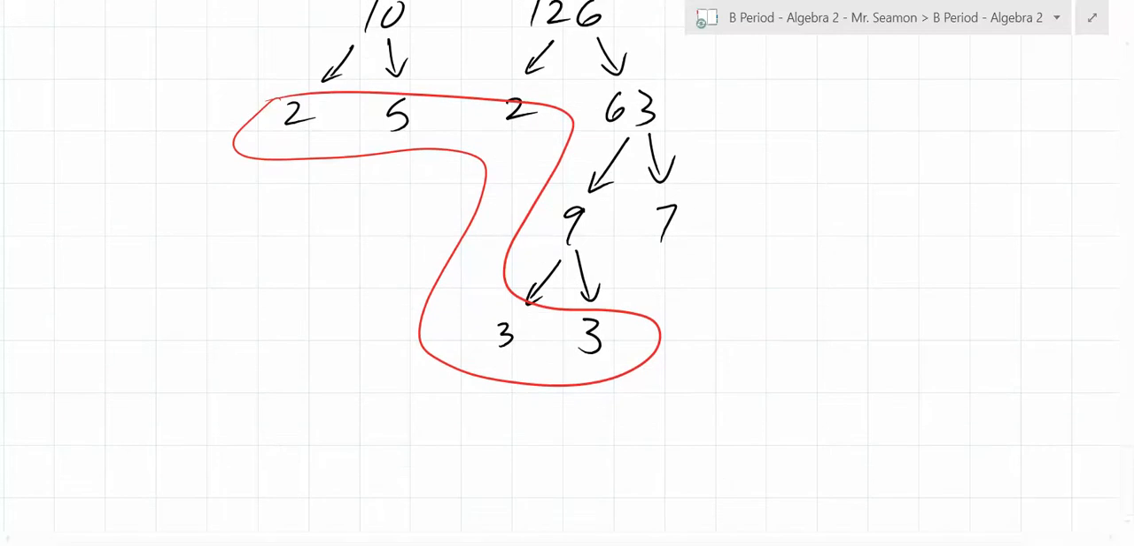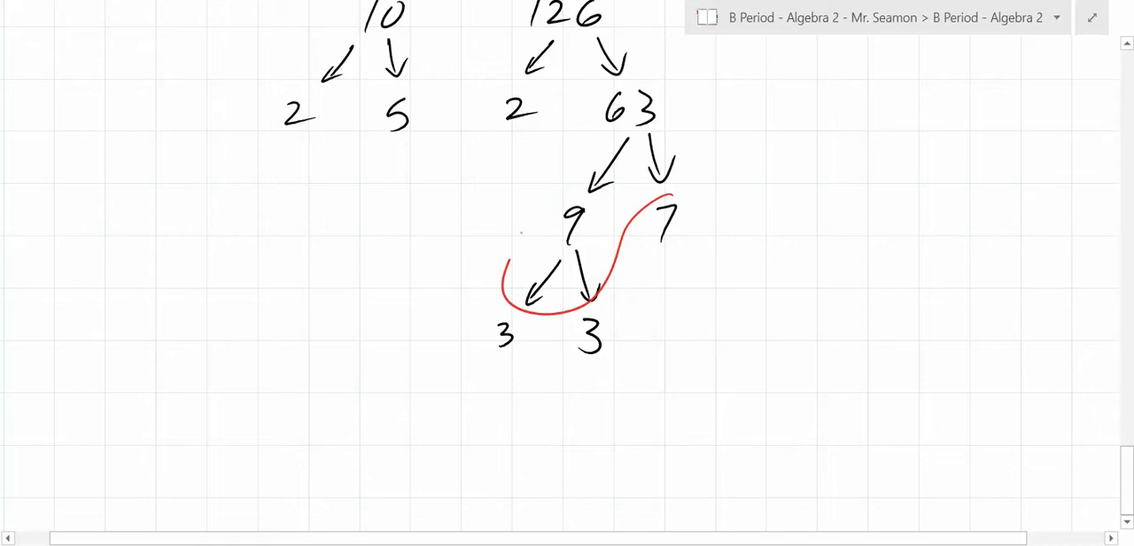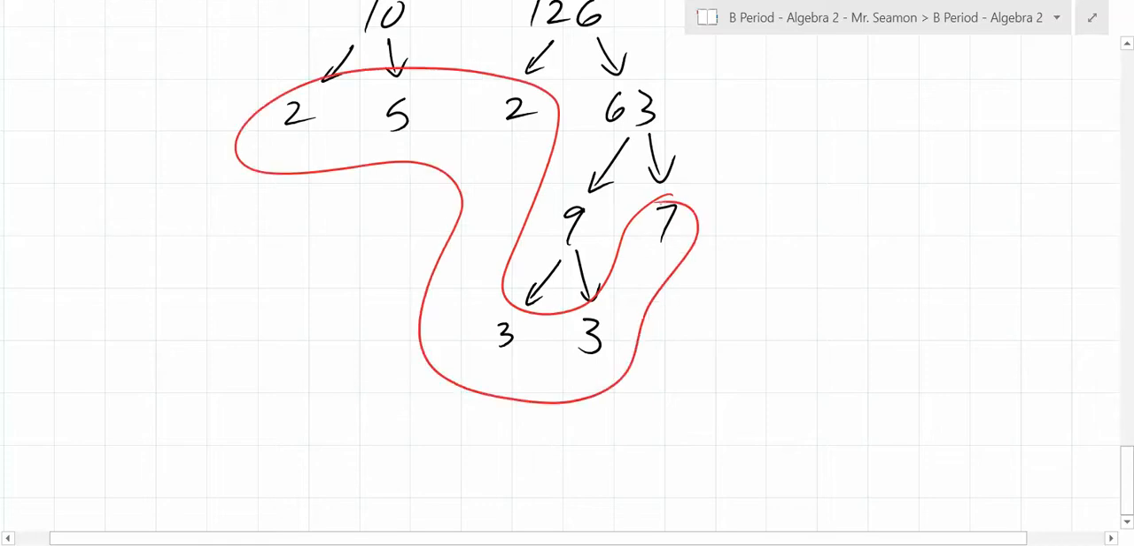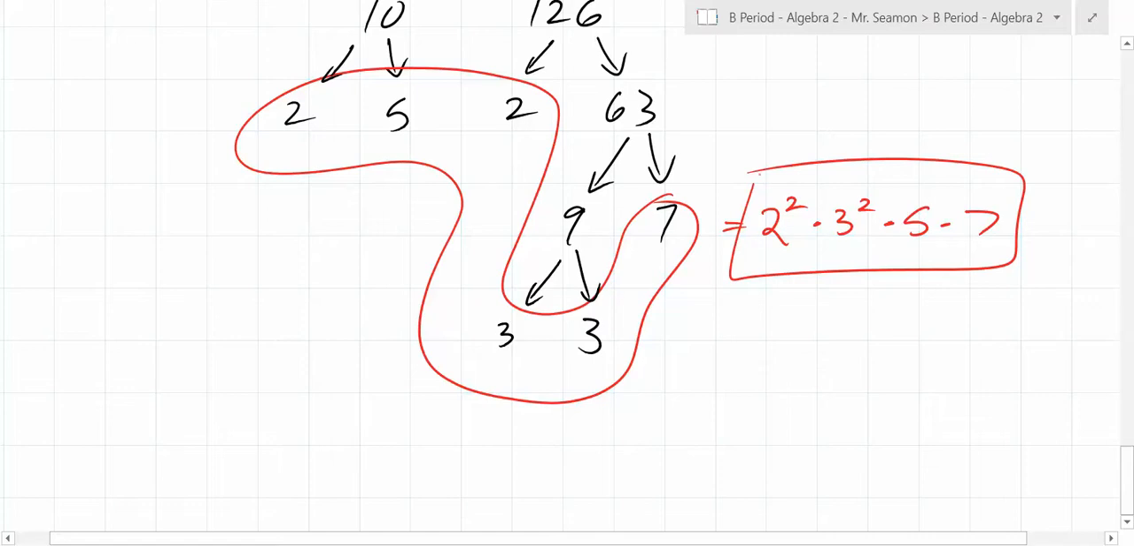I got it wrong. I missed the 7, yes. I did it wrong. I wrote 9 and 7. So what does that equal? How many 2's do you see? 2. So it's 2 squared times 5 times 7. That would be the prime factorization right there.